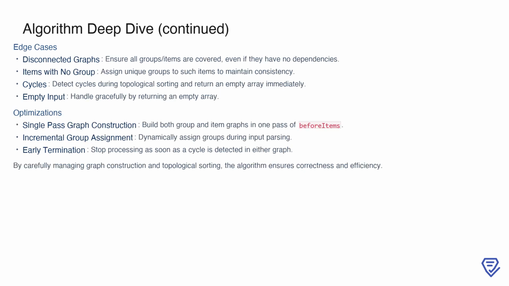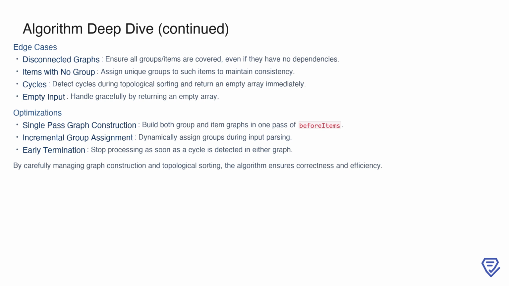When implementing this algorithm, it's important to address several edge cases. For disconnected graphs, we ensure that all groups and items are included in the result, even if they have no dependencies. For items without an assigned group, we dynamically assign them to unique groups during input parsing to maintain consistency. Cycles in either the group or item graphs must be detected early, and we return an empty array immediately in such cases. Additionally, empty input should be handled gracefully by returning an empty array as the result.